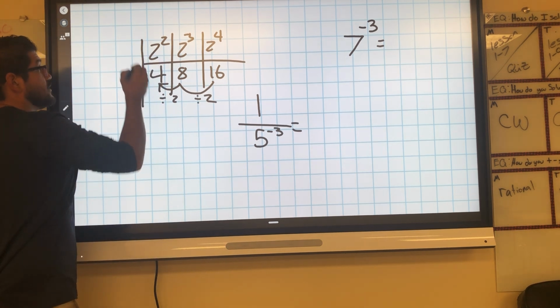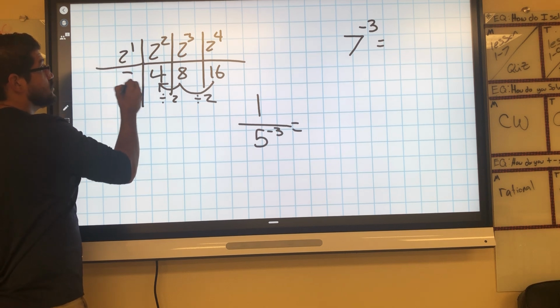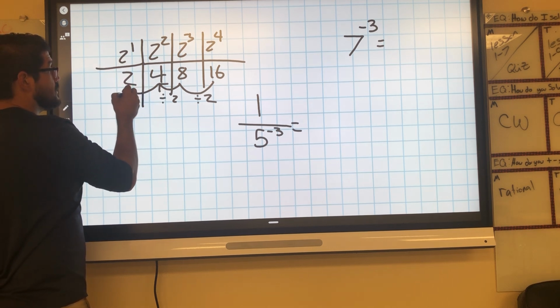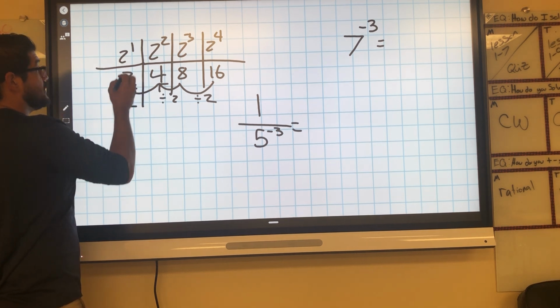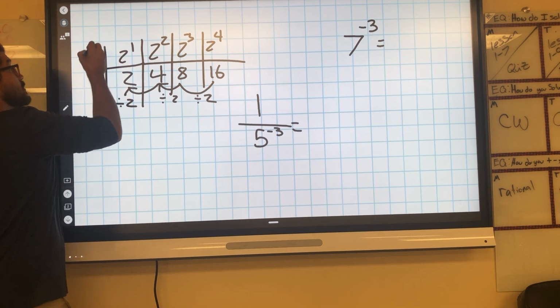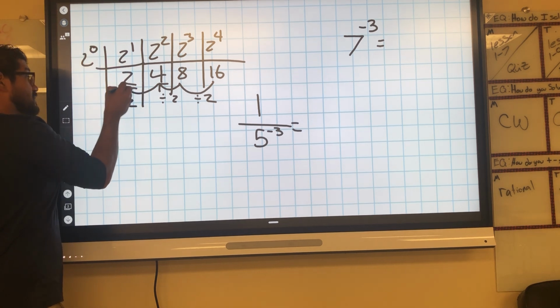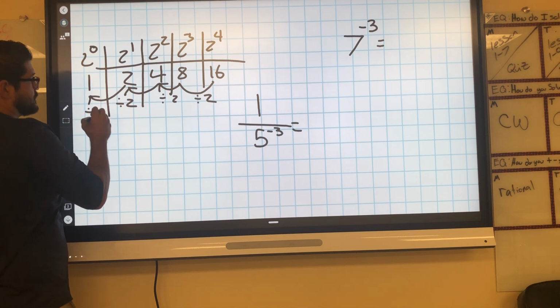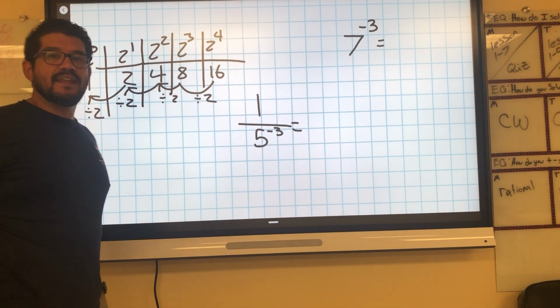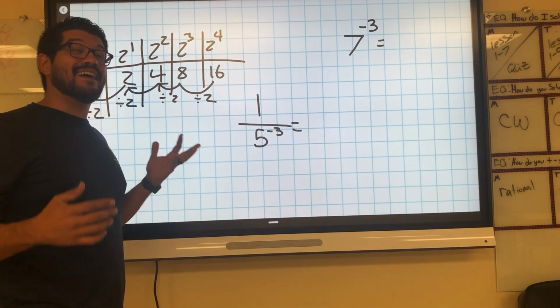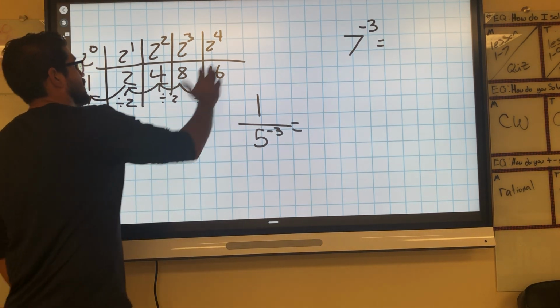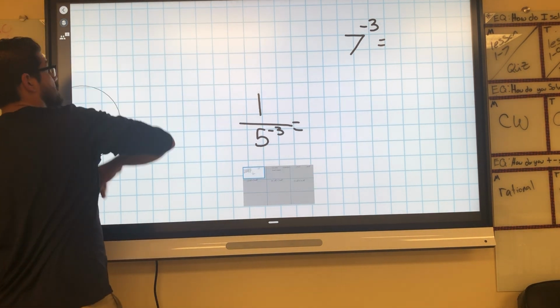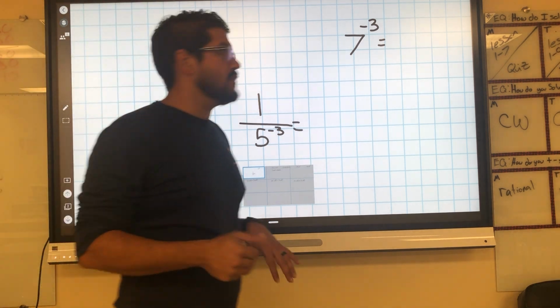So the next one here would be 2, right? And the next one after that, which is 2 to the power of 0, would be dividing by 2 again, which would end up to be 1. So any number to the power of 0 is really it dividing by itself. So that's why it makes 1, because any number divided by itself is 1 except for 0.